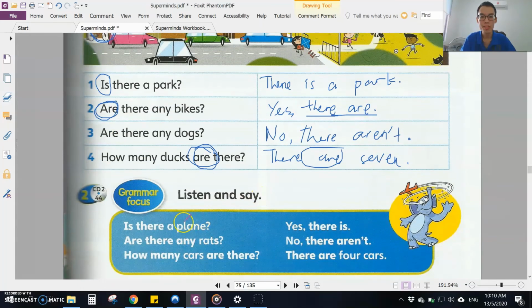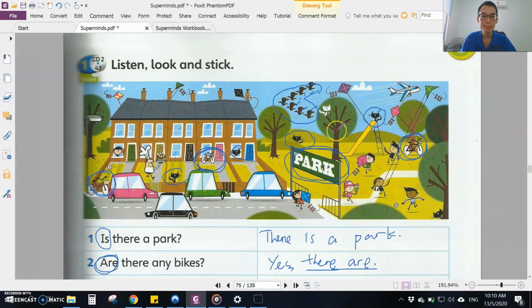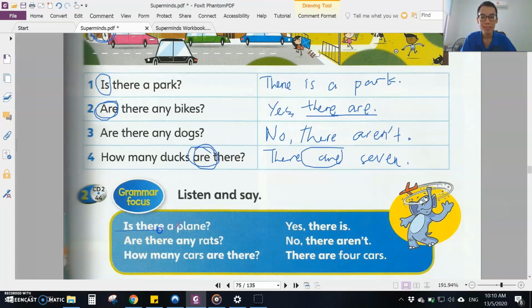A few more questions here. Is there a plane? Can you see any plane here? Yes, over here. Can you see the plane? So he answered, is there any plane? Yes, there is. The question asks use is, so you should also answer is.